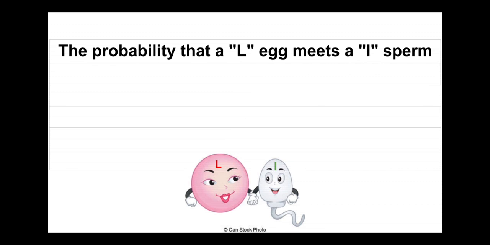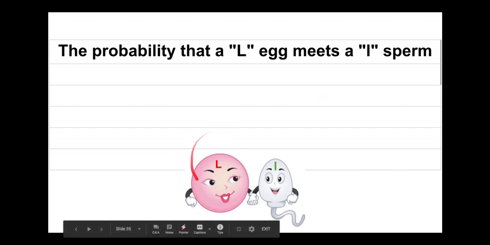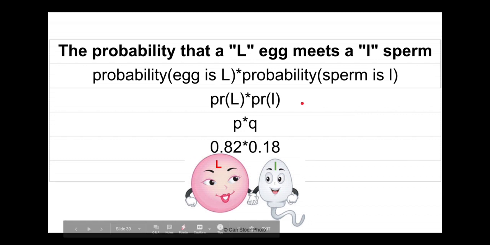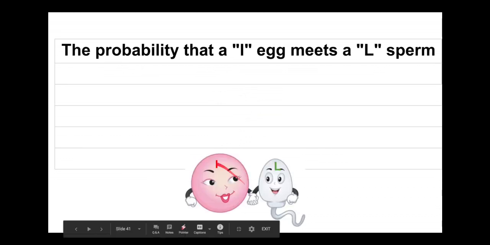So what is the probability that a big L egg meets a little l sperm? This is the probability of a heterozygote forming. So we've talked about our homozygous dominant and our homozygous recessive. Now we're going to talk about our heterozygous. Important is there are two ways of this occurring. We can have a big L egg meet a little l sperm, or we'll then talk about what's the probability of a little l egg meeting a big L sperm.